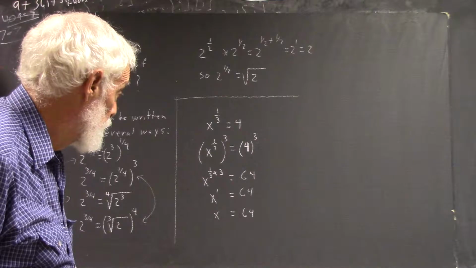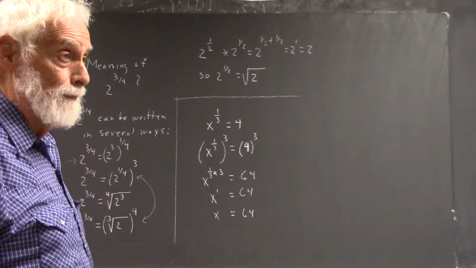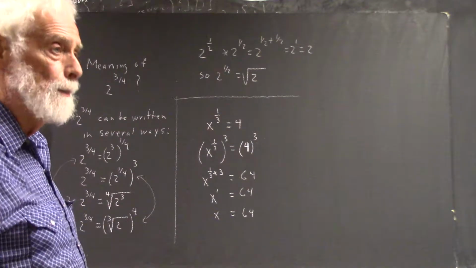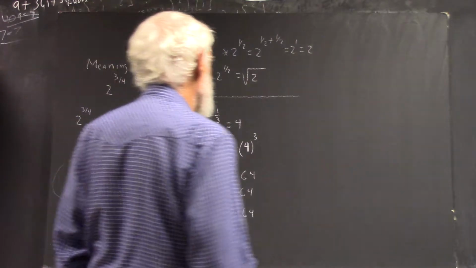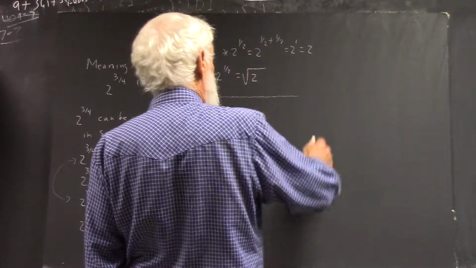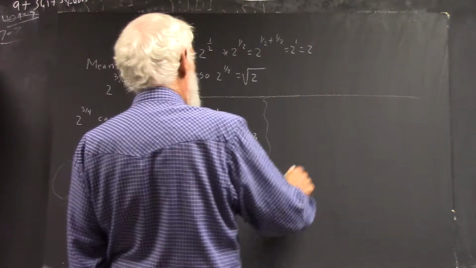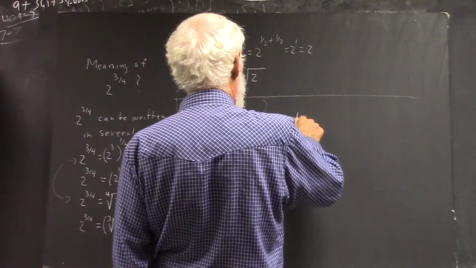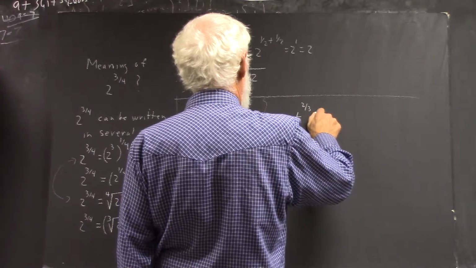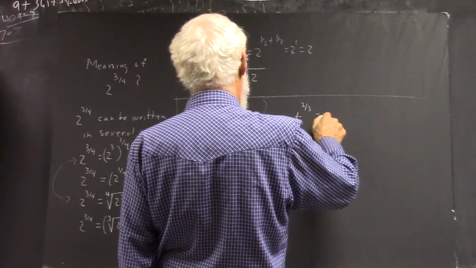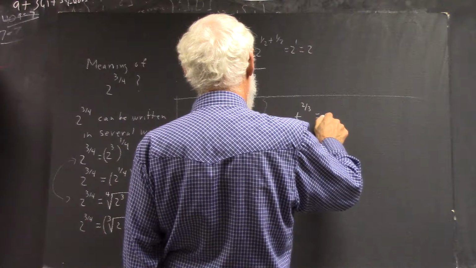Okay. So you really have to know these rules and internalize them, so you've got to practice them. Okay? So let's just do a couple more equations. Let's say you got t to the 2/3 equals 5.